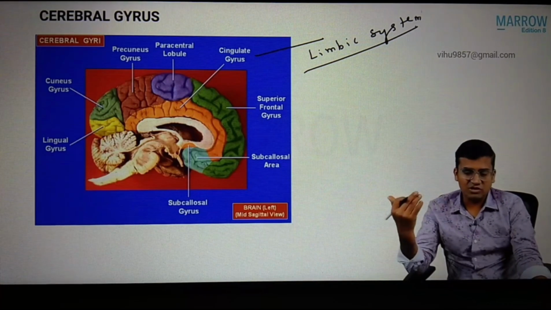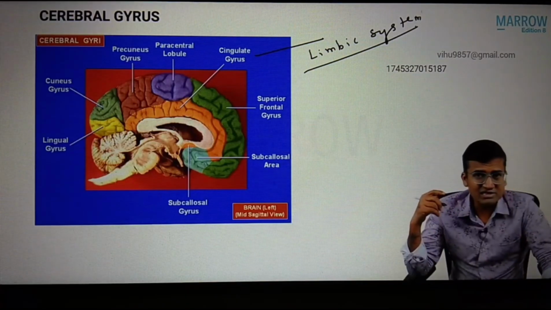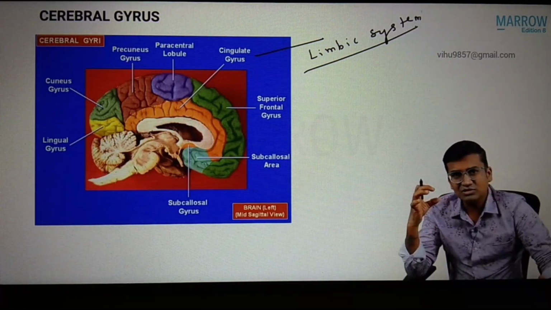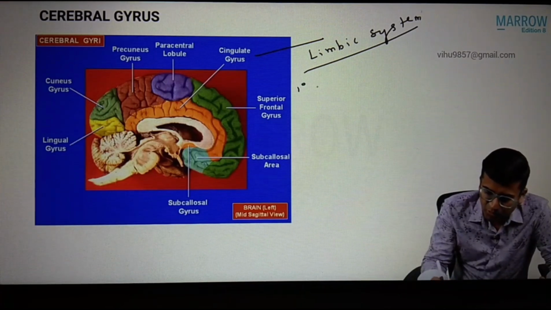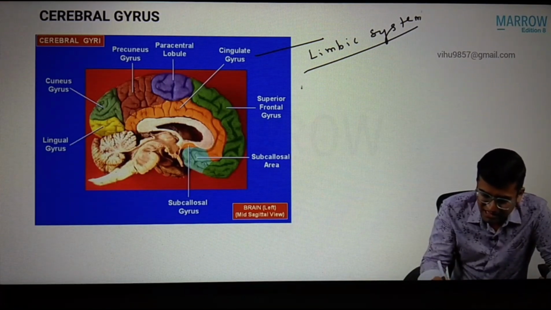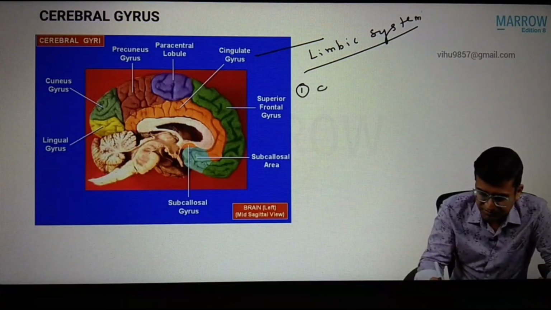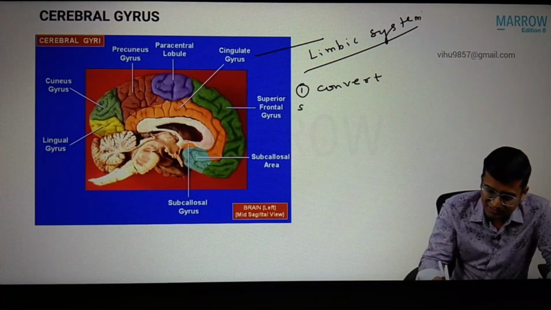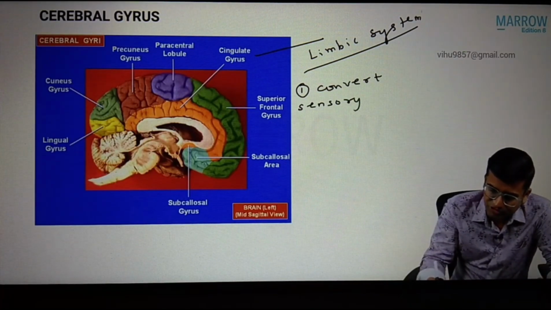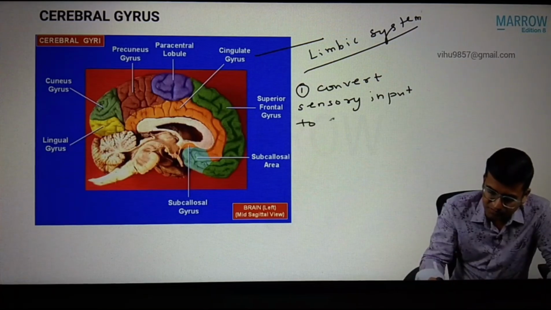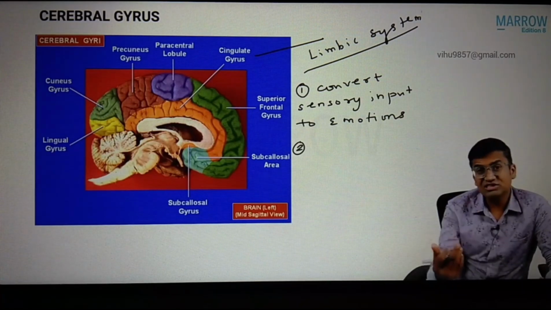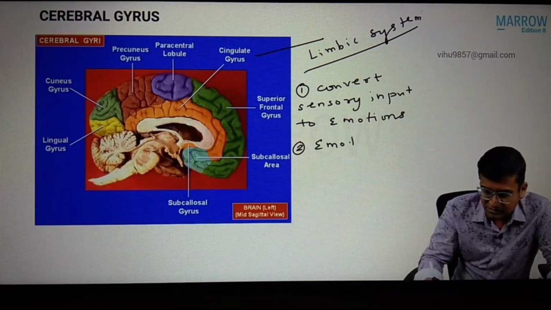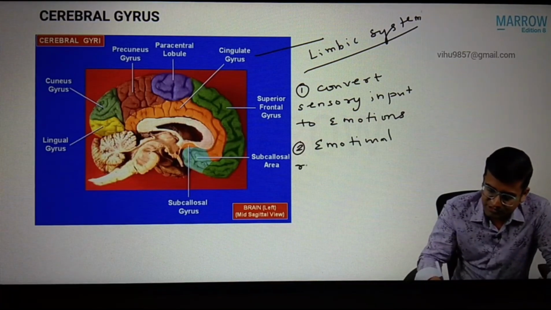Now, what are the functions of the cingulate gyrus? Cingulate gyrus does many functions. Now, we're going to list out certain important functions only. Cingulate gyrus function number 1, which converts the sensory input into emotions. Number 2, emotional response to pain.